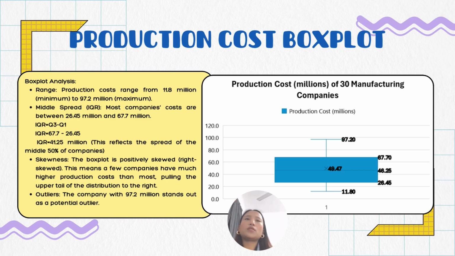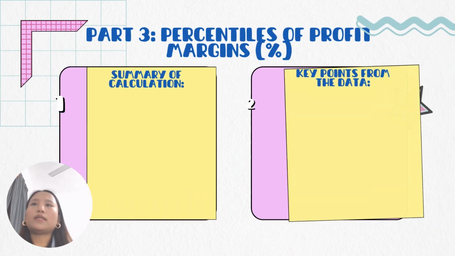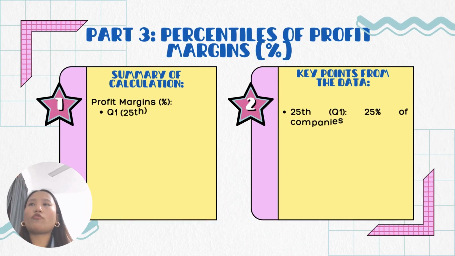So from this box plot, we have interpreted that the skewness indicates a significant variability in production costs. The median suggests that half of the companies spend less than 46.25 million, but the outlier highlights inefficiencies in a few companies that need cost control measures. And now moving on to the percentile of profit margin.